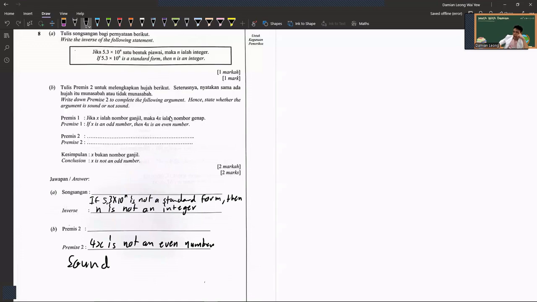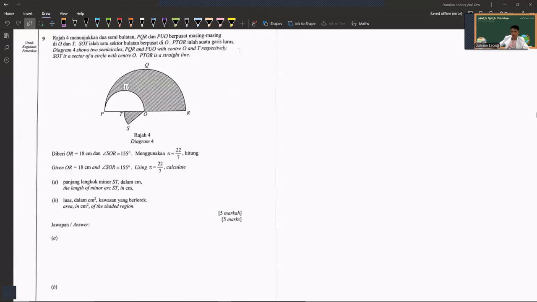If 4x is not an even number, definitely x is not an odd number. In fact, x will not be an even number as well. Basically, x will not be an integer. Okay, it can be a fraction, it can be a decimal number as well. Yeah, it is sound. Okay, that's question 8. Then question 9.